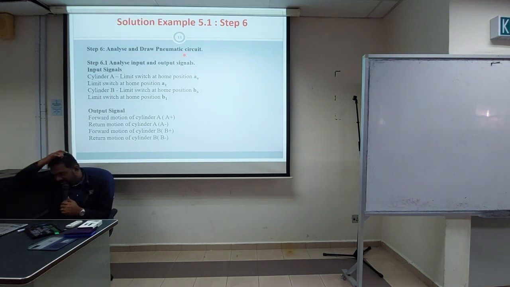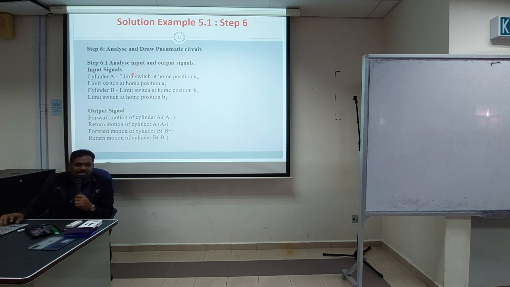Then check how many sensors there are. Cylinder A has its home position A0 and extended position A1, and cylinder B has B0 and B1. So the output signals are A plus, A minus, B plus, B minus.